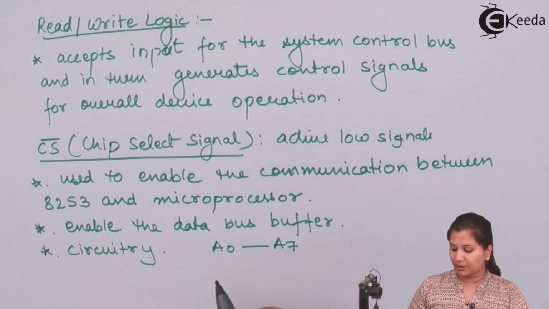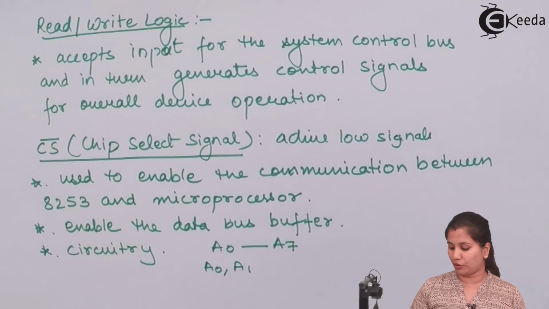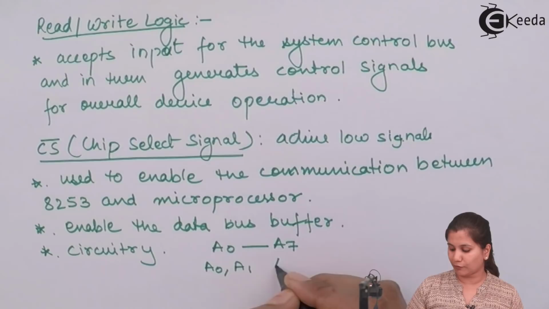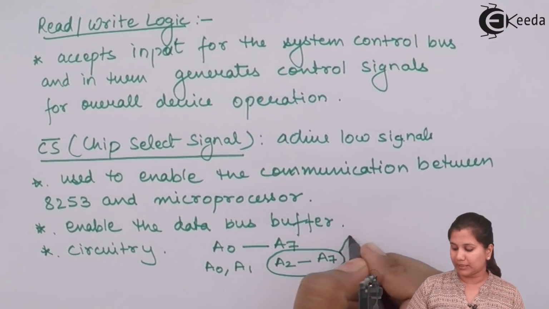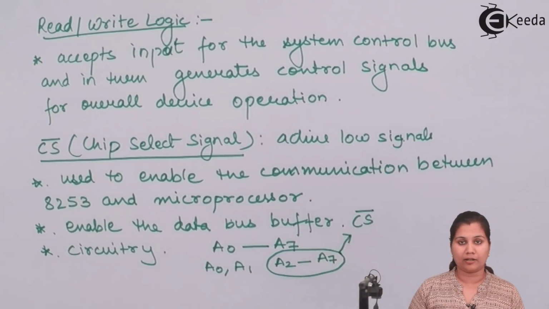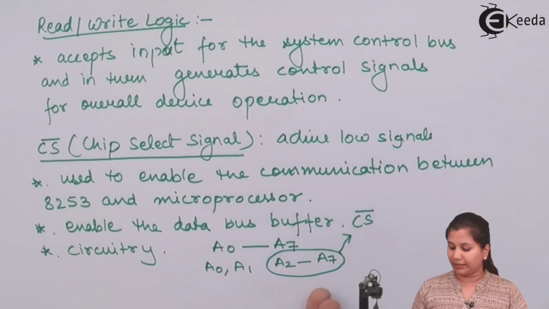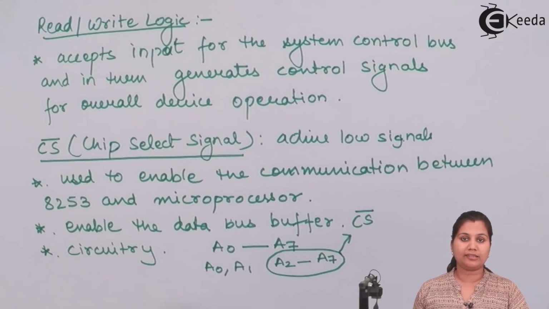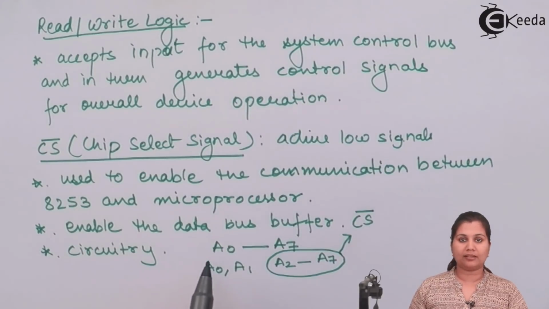Now out of these 8 address lines, A0 and A1 are connected to the read and write control logic, and the rest of the lines, that is A2 to A7, are used to form the chip select signal, CS bar. How these address lines are connected to form the chip select signal, every microprocessor system will have a different circuitry for it. So the configuration of the system employs some type of circuitry to define the chip select signal.